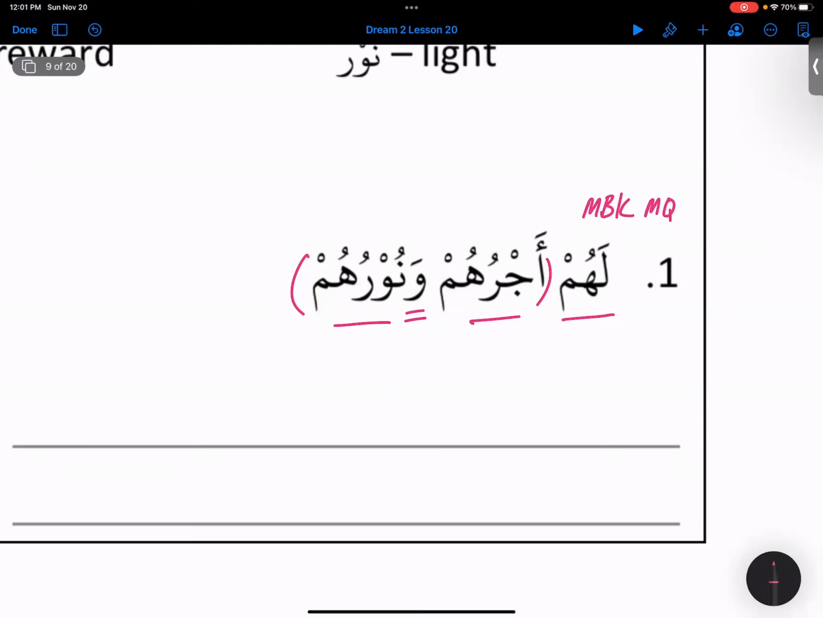So how are we going to say it? Can you translate? For them is their ajr, and for them is a light. Their noor and their ajr is only for them. Subhanallah. And this is part of Surat al-Hadid, which is talking about when there is going to be a wall between the Munafiqeen and the Mumineen.